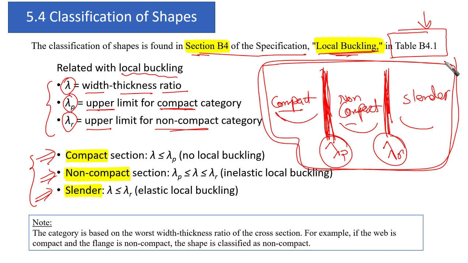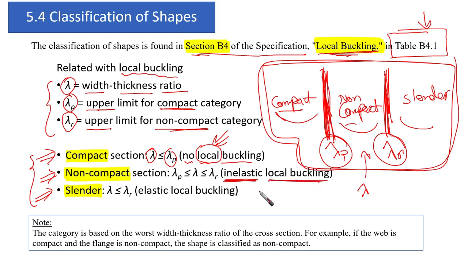For compact sections, lambda should always be less than or equal to lambda p. So there is no local buckling here. In this case, do not care about the buckling of the cross section. I'm talking about local. Still, we are under the measures for instability, but instability of local buckling, and we need to classify the elements first. For non-compact sections, lambda is going to be between lambda p and lambda r. We call this inelastic local buckling.